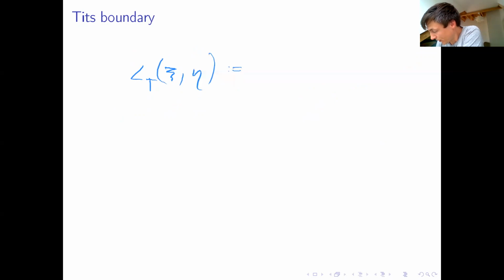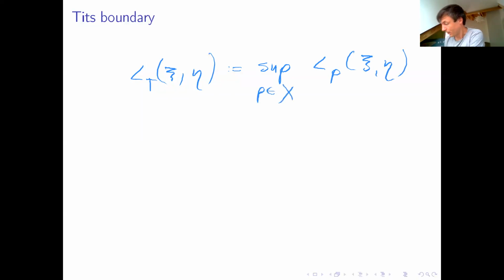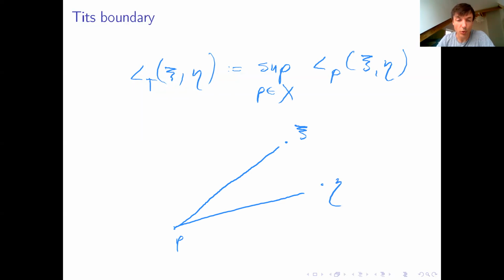And it's defined as follows. What is this? So I take 2 points at infinity, and then I pick a point in my space. Then there are rays representing those 2 points. And then at this point P, there's a well-defined angle between the corresponding directions. And the Tits angle between those points is just the largest angle I see within my space. So for every point, I look at those 2 points at infinity, I measure the angle at that point, and then I take the largest one I see.